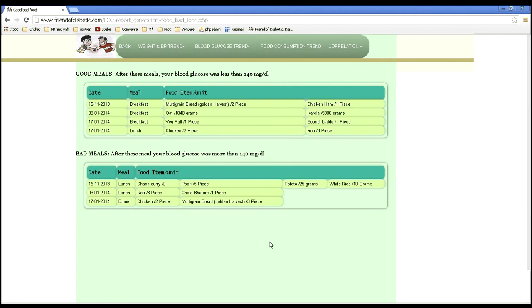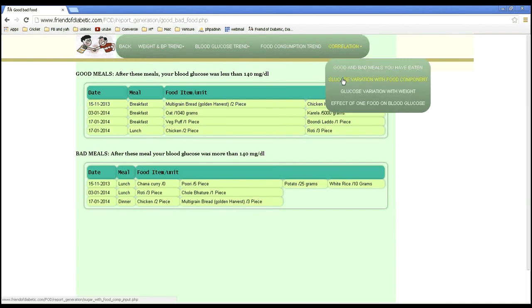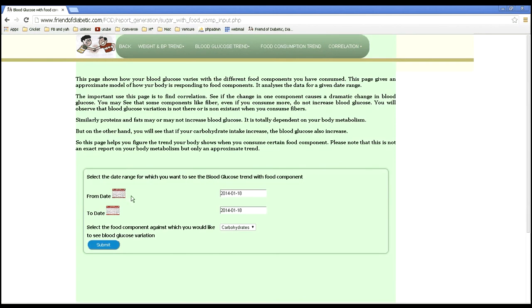So it gives a nice list of food which works for you, and it also immediately denotes the food which have not worked for you. Now let's see what's the glucose variation with food component.